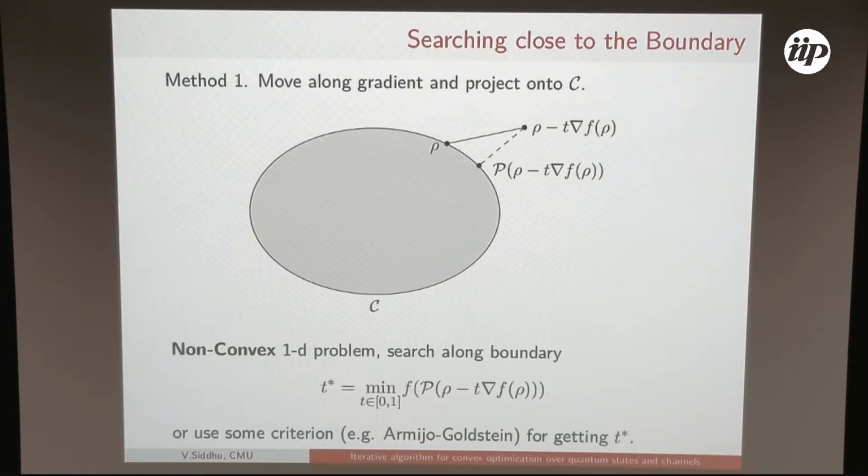And so this one-dimensional search is non-convex. And so you say, okay, I can't really do it properly, but you use some criteria to find how much you will move. And there's some heuristic about this. So you say, okay, if the function value decreases by a certain amount, I'm good. And then you move by this amount.